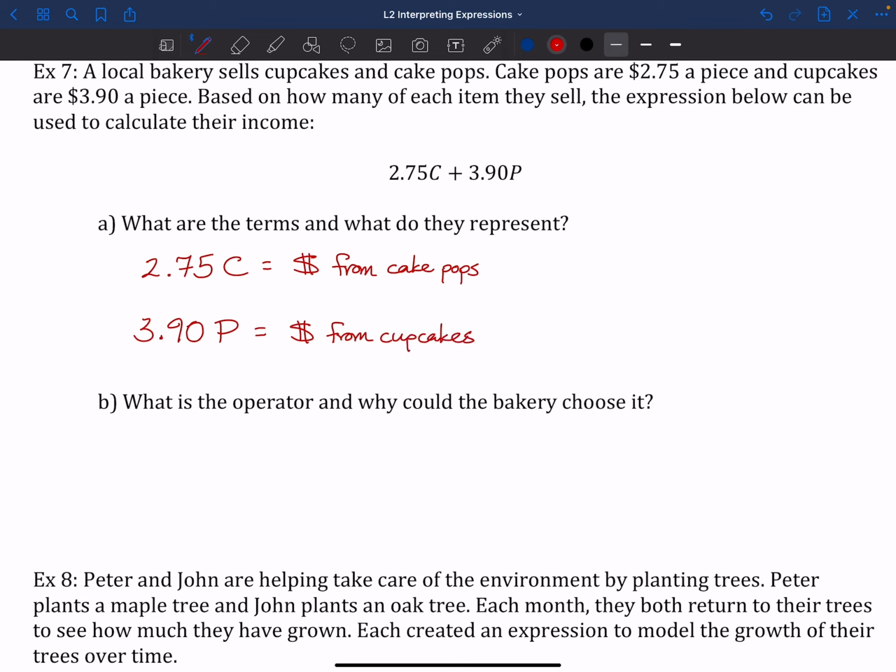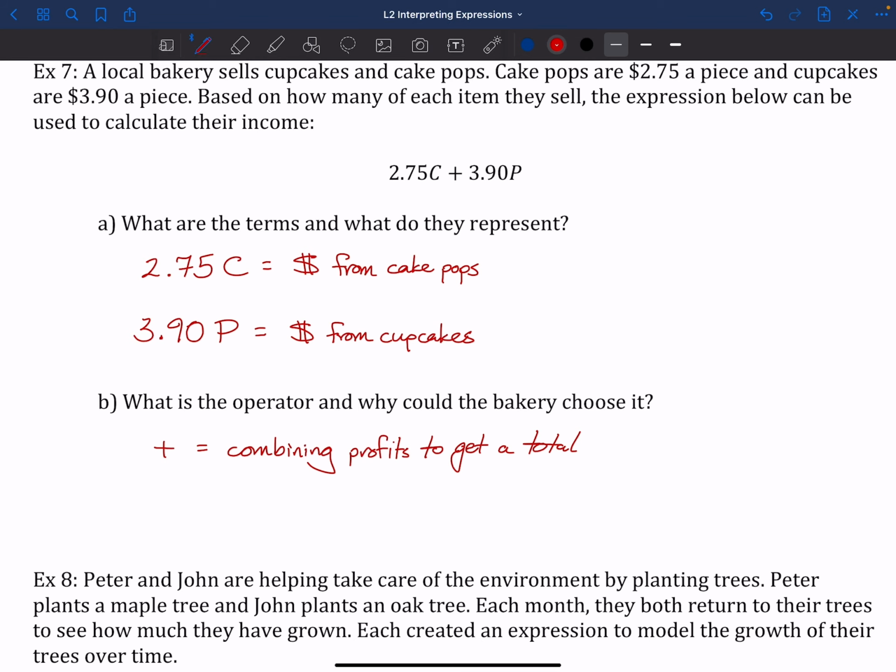Last but not least, for this one at least, what is our operator? It's that plus sign. Why did we choose it? Because we're combining the profits to get a total. We're trying to figure out the total amount of money we earned. The way that you add to get the total is you have to add those numbers together.